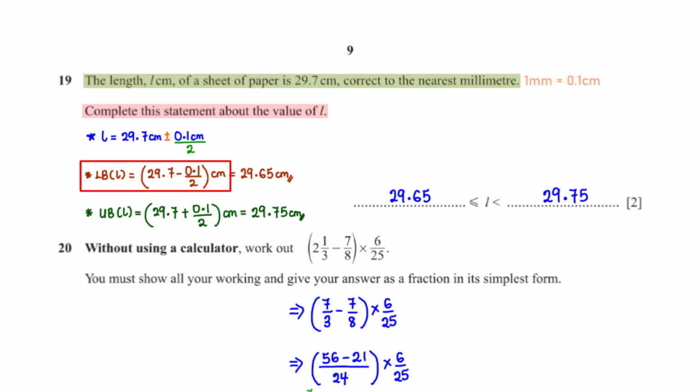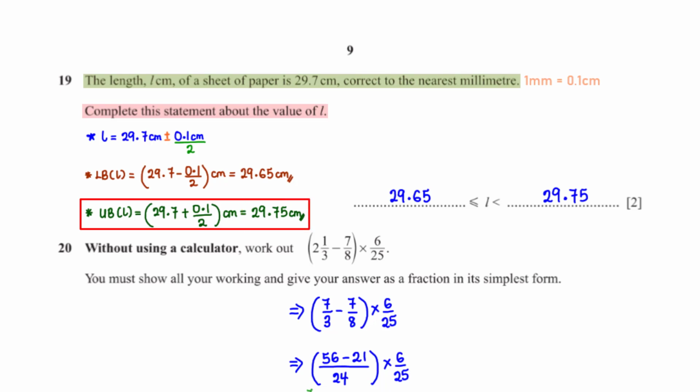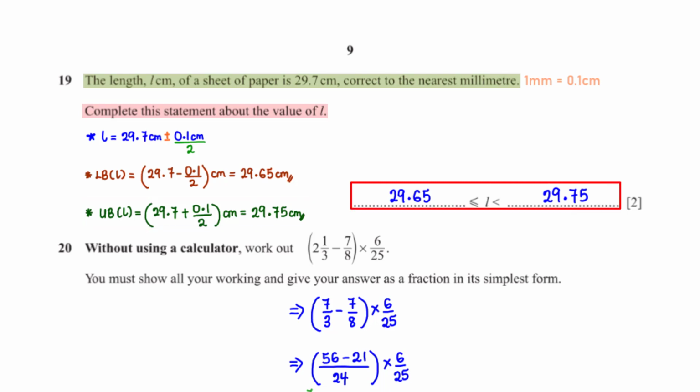So for the lower bound of L, we have 29.7 minus 0.1 over 2 centimeters, which is equal to 29.65 centimeters. And for the upper bound of L, we have 29.7 plus 0.1 over 2 centimeters, which is equal to 29.75 centimeters. So we have L is greater than or equal to 29.65 and less than 29.75.